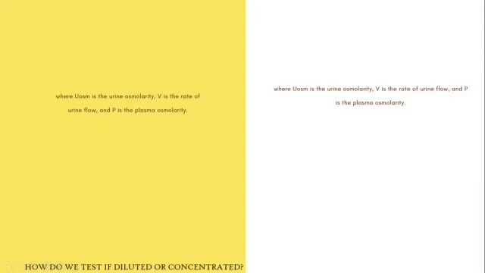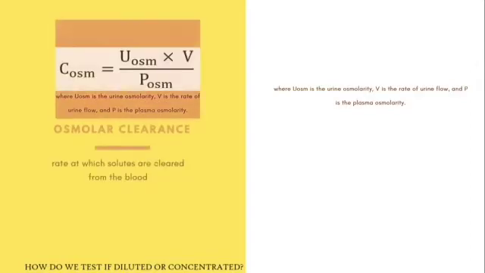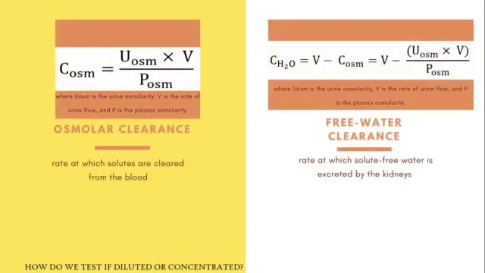Now, have you ever asked yourself how we can actually quantify the renal urine concentration and dilution? This is actually done with the involvement of these two concepts, the osmolar clearance and the free water clearance. Osmolar clearance is the rate at which solutes are cleared from the blood. It is a measurement of the volume of plasma cleared of solutes each minute. Now we can calculate this by using this formula, C equals U times V over P, where C is the osmolar clearance, U is the urine osmolarity, V is the rate of urine flow, and P is the plasma osmolarity.